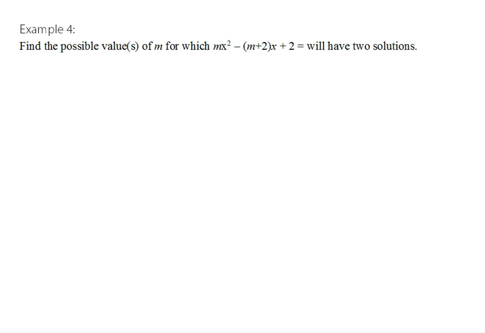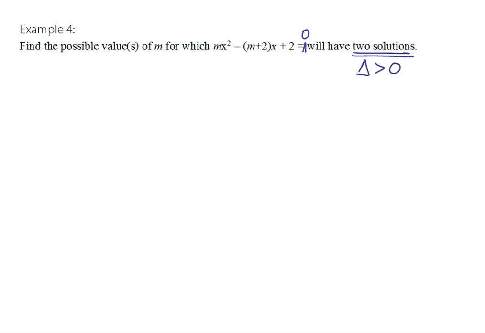Okay, the last example, this is a really common sort of question, a combination of testing your understanding of the discriminant, of quadratics, and of solving quadratic inequalities. Find the possible value or values of m for which this quadratic, that should be equals 0, will have 2 solutions. So 2 solutions means we want the discriminant to be bigger than 0.